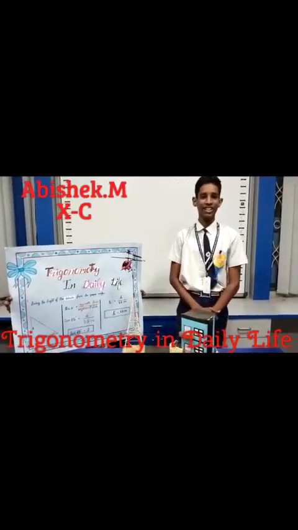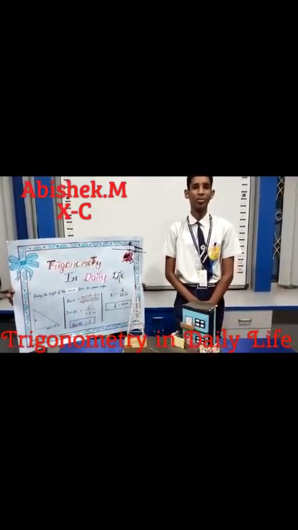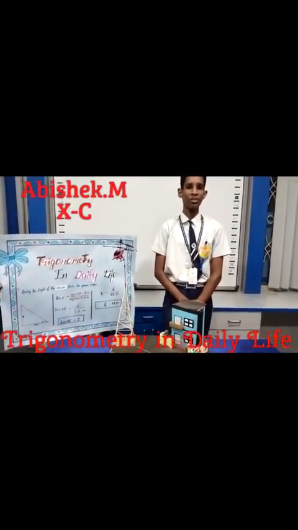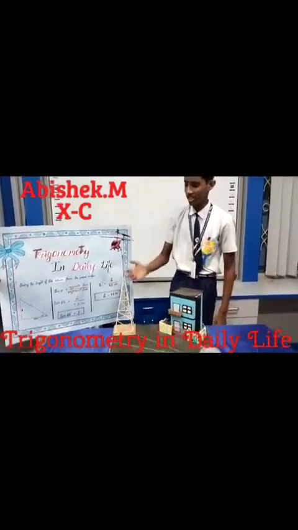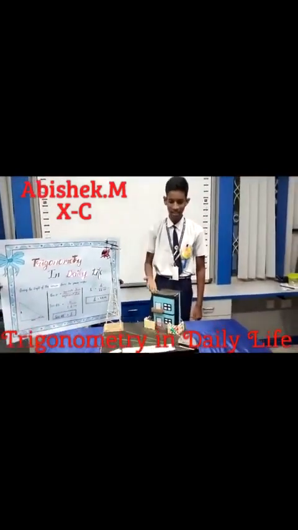I am Yama Abhishek of class 10C. My project is based on the topic trigonometry in daily life. The term trigonometry comes from the word trigon, which means triangle, and metri, which means measurement. Here, it's a demonstration of a lively environment which has a tower, a helicopter, and a residential building.